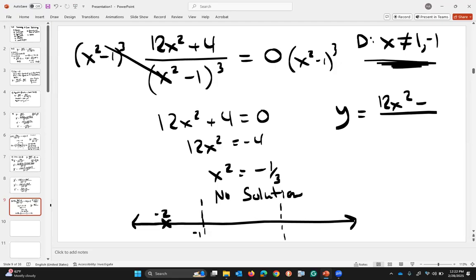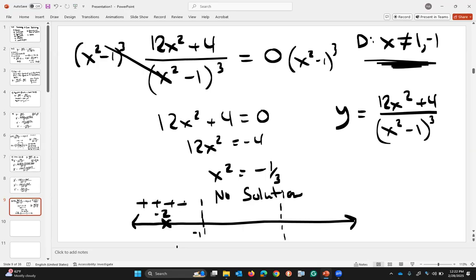So think about what's going to happen as you plug in -2 to the third power. On the top, if I square something, positive. If I multiply by 12, and add 4 to it, who cares about the top? Now the bottom: if I plug in a -2, positive. 4 minus 1, 3, cubed now. Still positive.